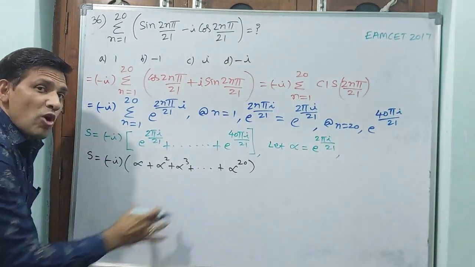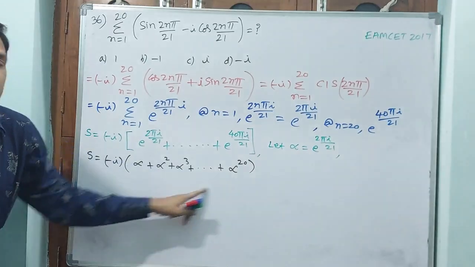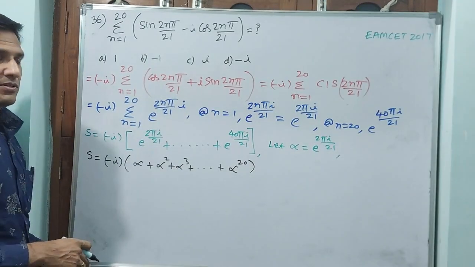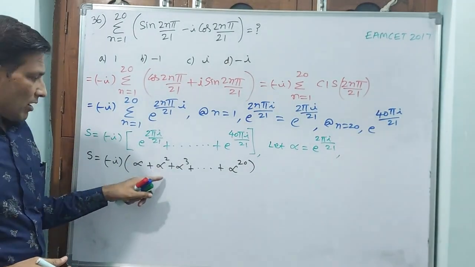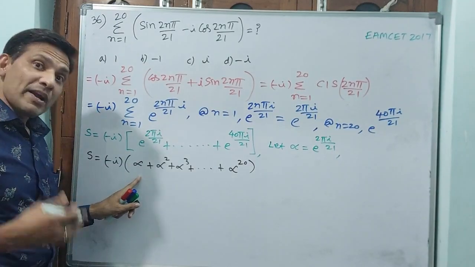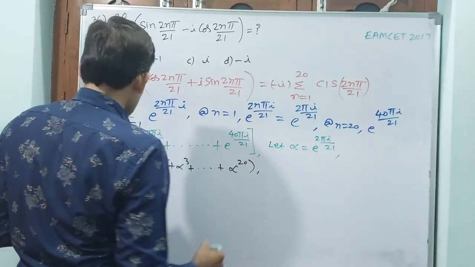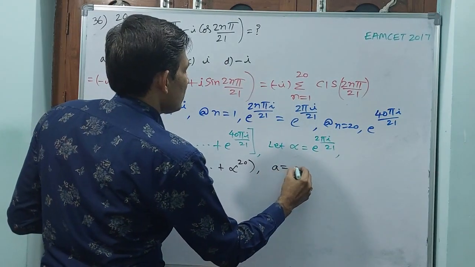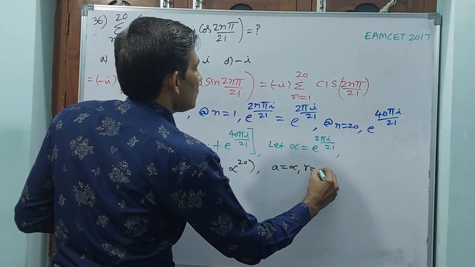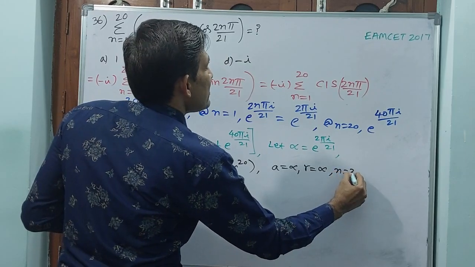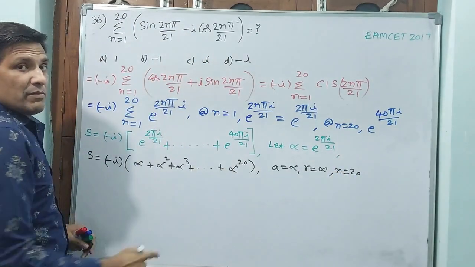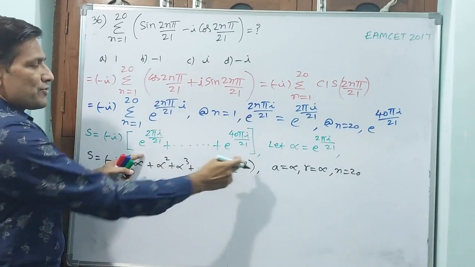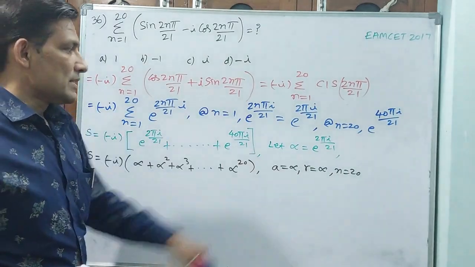This is a geometric sum, geometric progression, geometric series. A is alpha, R is alpha, common ratio. A is equal to alpha, R is equal to alpha, then N will be 20, up to 20, alpha power 1 to 20. That means up to 20 we are going to do.